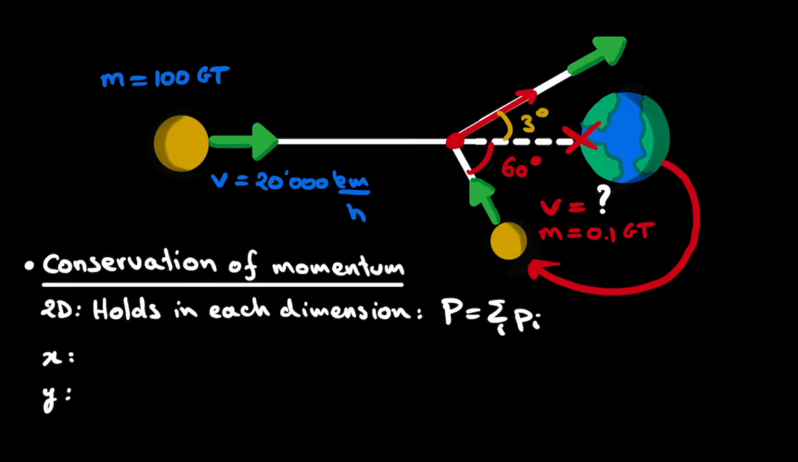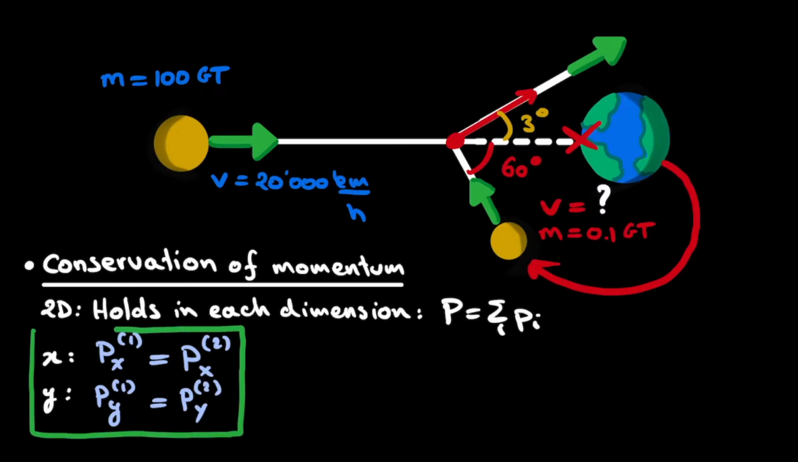And writing this out, this looks as follows. In the x direction, we have the total momentum in the x direction in situation 1, for example, the case before the collision, which has to be equal to the total momentum in the x direction after the collision, so with a superscript 2. And the same holds in the y direction. The total momentum in the y direction before the collision will have to be the same as the total momentum in the y direction after the collision. And this basically gives us two separate equations that we now can use to solve this problem.